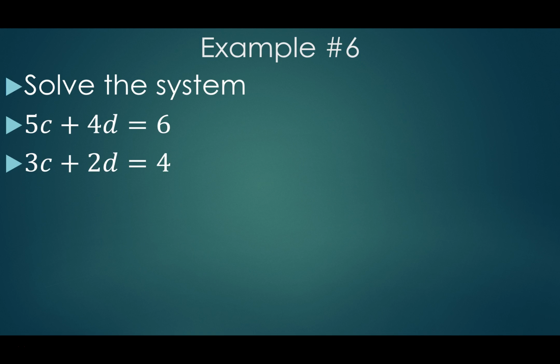Okay, so for something like this, we have 5c plus 4d equals 6, 3c plus 2d equals 4. So if you look at c's, 5 and 3, a common multiple is 15. So we have to multiply both equations. But if you look at the d's, 4d and 2d, the common multiple would just be 4 then. So we only have to multiply the bottom equation.